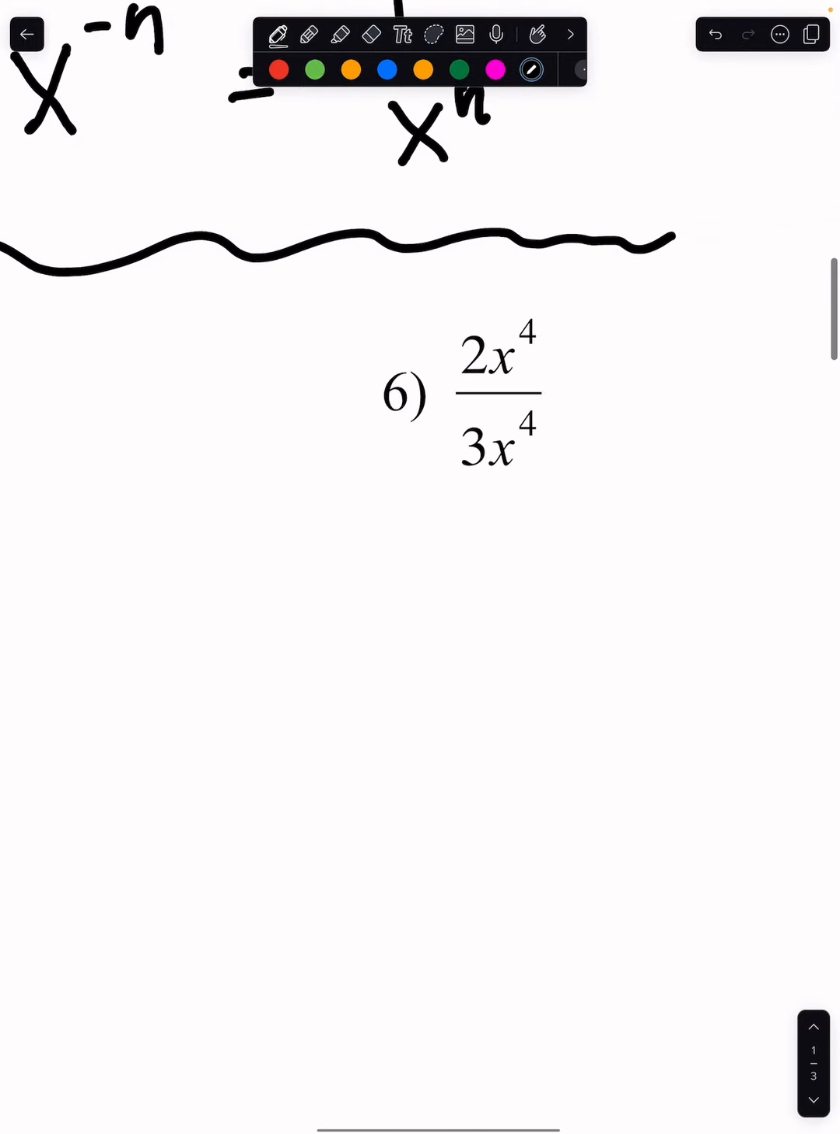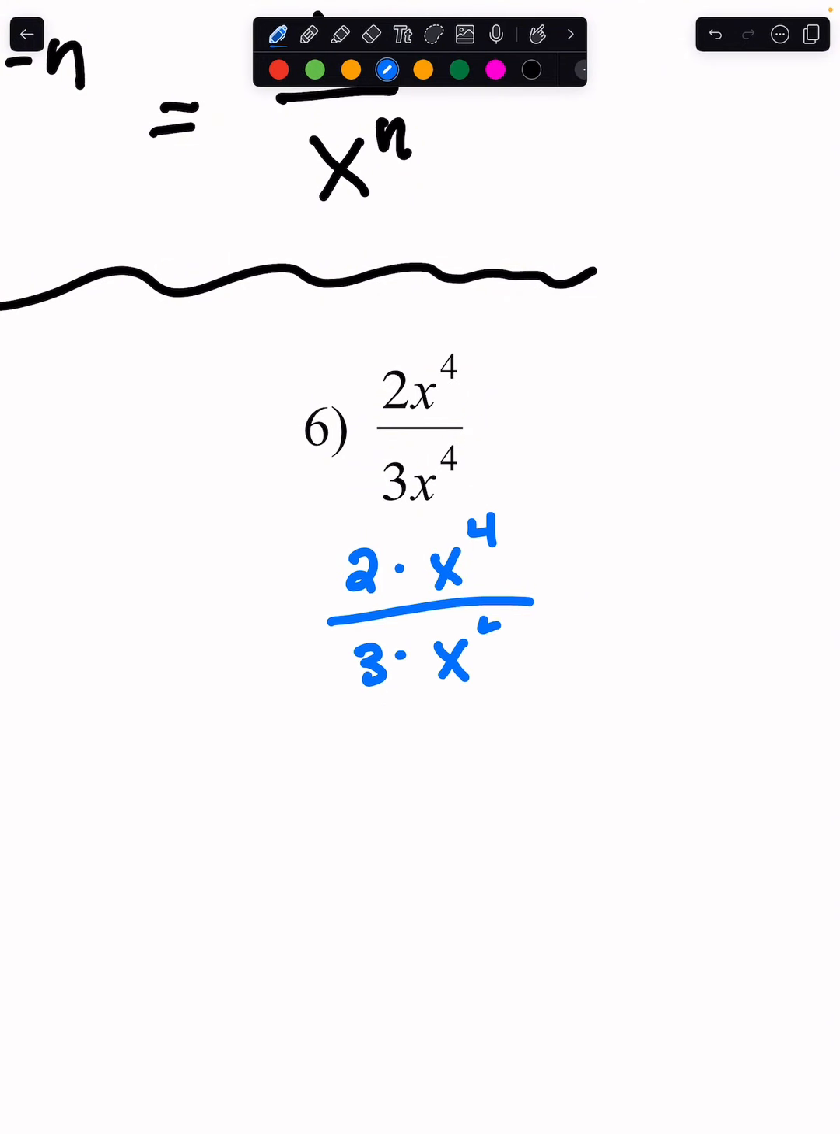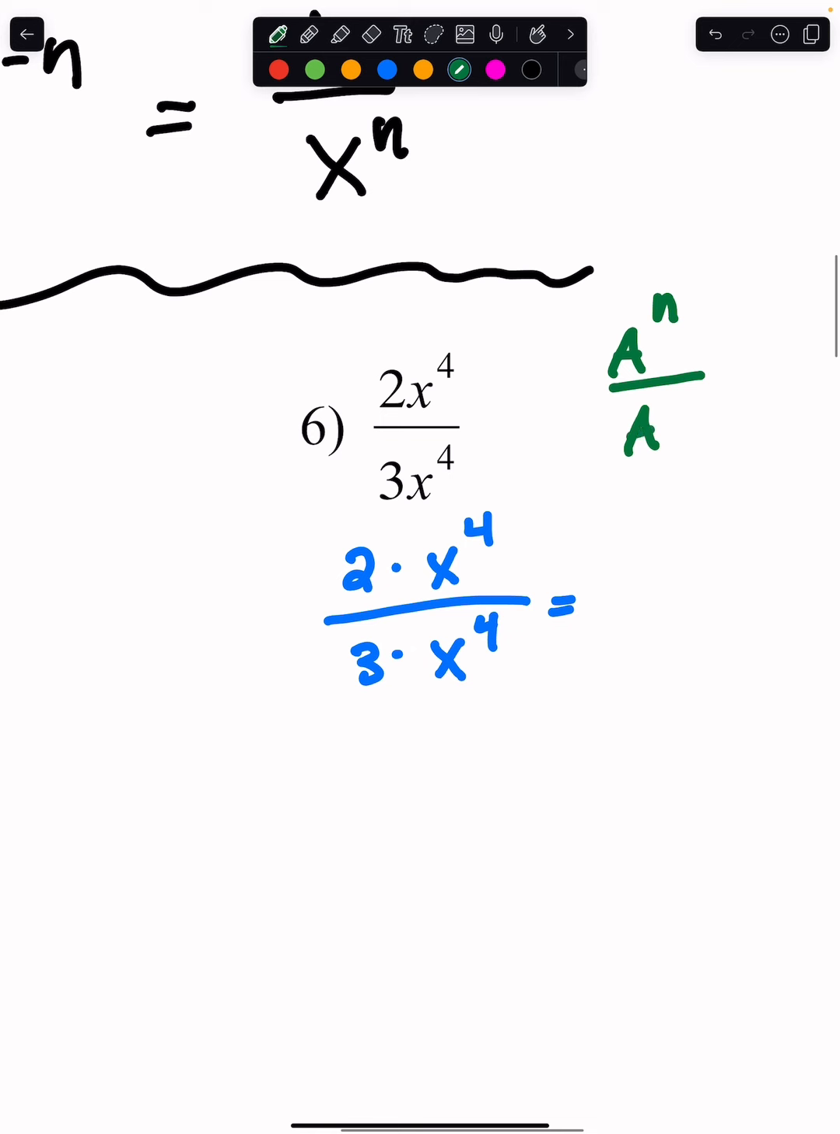Now, this is where it gets kind of fun. I'm going to write them separate. 2 times x to the 4th over 3 times x to the 4th. Now, the official rule of when you're dividing is a to the n divided by a to the m. Actually, I think I put m and n in class backwards. So let's do that right now. A to the m divided by a to the n equals a to the m minus n.